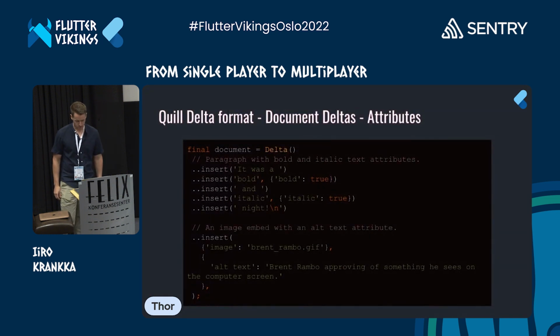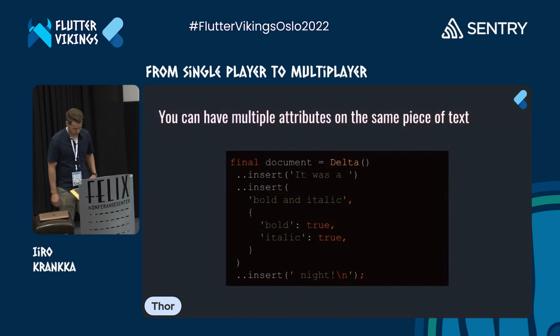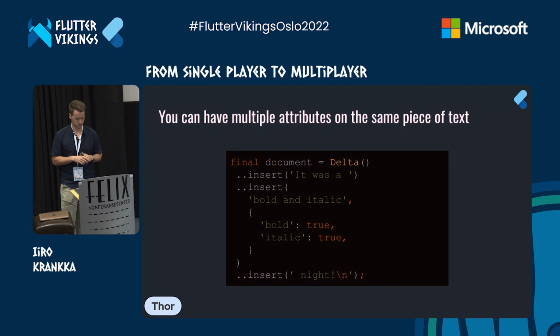Here's another example. You can have a paragraph with attributes. At first, there's a paragraph with bold text and italic text as well. And then we added alt text to the image so that other people can also join the fun of seeing what brentrambo.gif actually means. And you can also have multiple attributes on the same piece of text. If you want to make one run of text bold and italic at the same time, you just add those attributes to that text.